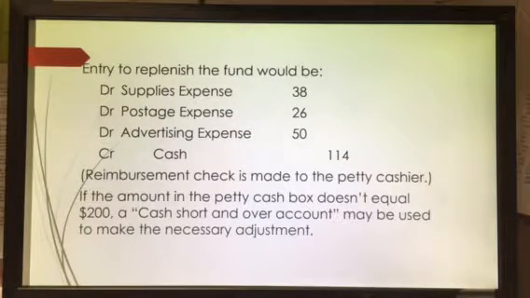Now, to replenish that fund, here's the entry that would be made. We would have to write another check. That's what's important. Check to the petty cashier, just like we did when we established the fund. In this case, for $114, the total of those disbursements that had been made. Notice, of course, we have to charge those expenses for the correct amounts, the supplies, postage, and advertising, so that we have recorded those amounts for the correct use.